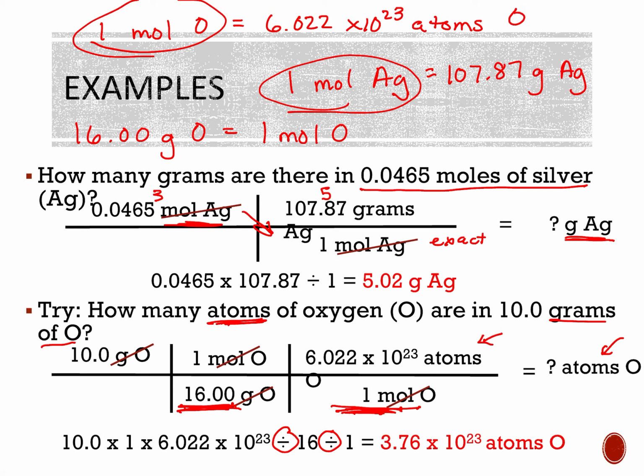Much cleaner. Then you need to go figure out your sig figs. We've got 3, this is 4, this is exact, and this has 4. So our answer can only have 3 significant figures, which is why we're getting that answer down at the bottom. All right, and that is the end of Chapter 2.